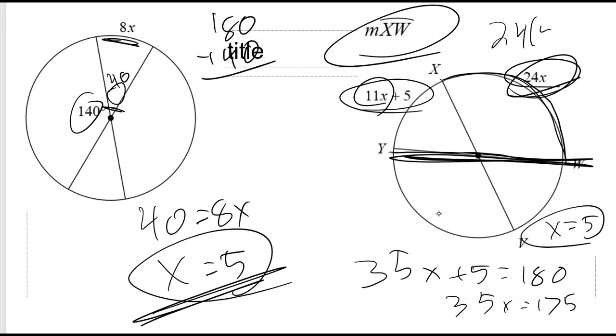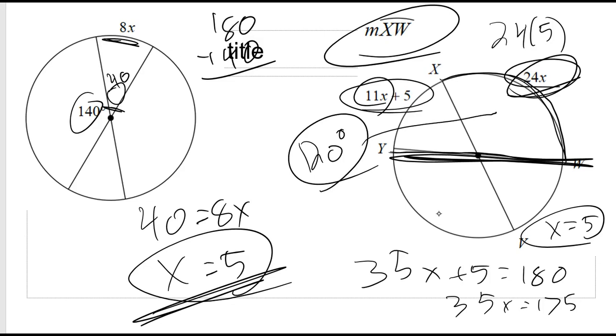So what you have to do is type in 5 for x in 24x. 24 times 5 is 120. So the answer to the one on the right is 120 degrees. That's what this one comes out to be. So make sure you read the directions. It'll tell you exactly what to look for and what your answer should be.